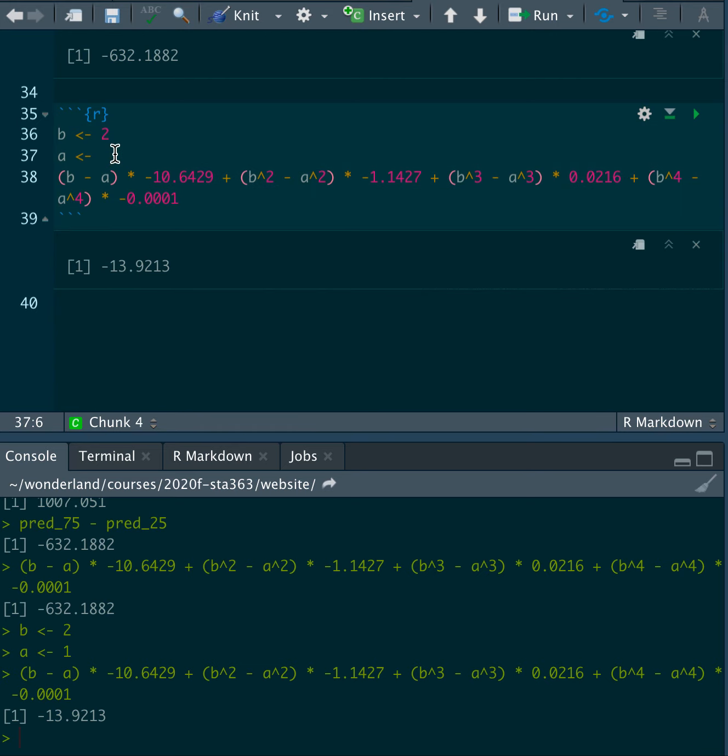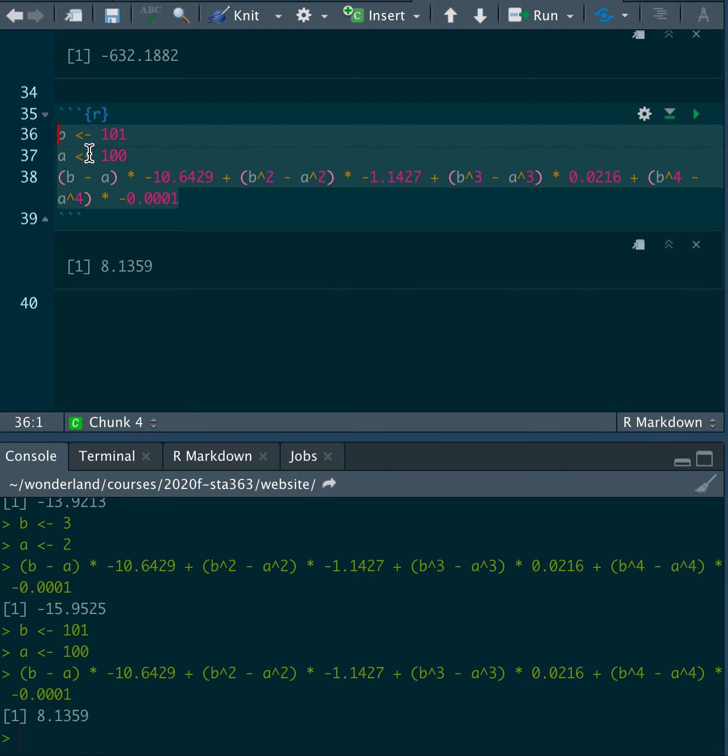Now let's look at a change from 2 to 3, which is also a 1 unit change. That yields a change in y of 15.9. And let's look at a change from 100 to 101. That yields a change of 8. And so these are all 1 unit changes in our x variable, 1 unit changes from a to b. But because we're dealing with this model that's nonlinear, 1 unit changes are no longer constant.